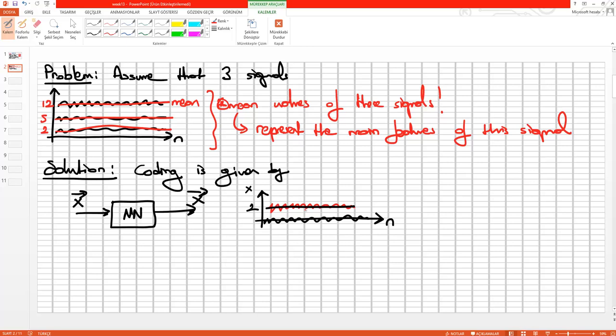And so this is called the representative part. This black line is called the representative part. In the literature, we can say this is representative, this is explainable, or this signal is the main component of our input. This is the main feature.